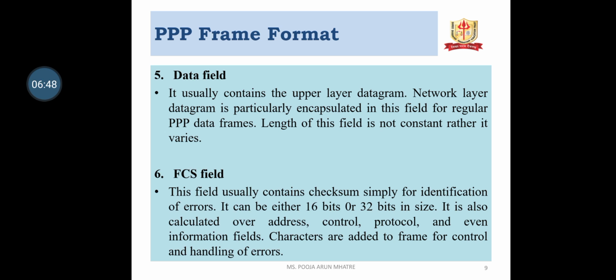Then the FCS field. This field usually contains a checksum simply for the identification of errors. It can be either 16 bits or 32 bits in size. It is also calculated over the address, control, protocol and even information fields. So characters are added to the frame for the control and handling of errors.